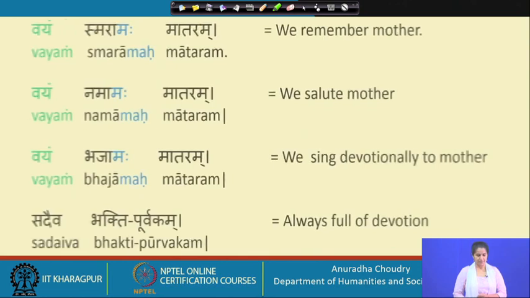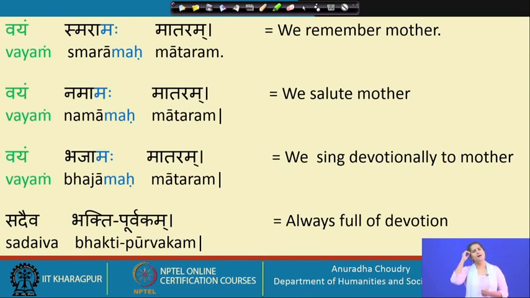The second part. Vayam smaramah mataram, Vayam namamah mataram, Vayam bhajamah mataram, Sadaiva bhakti purvakam.